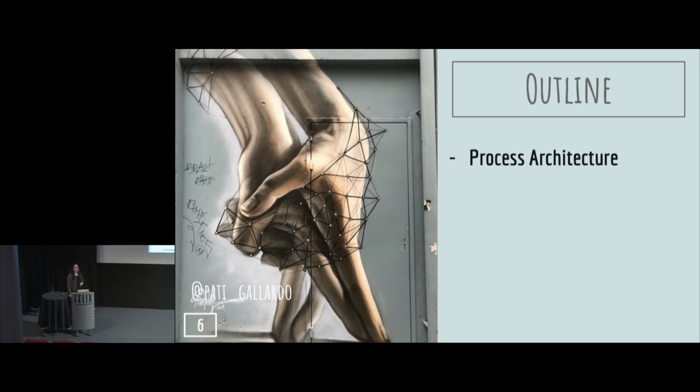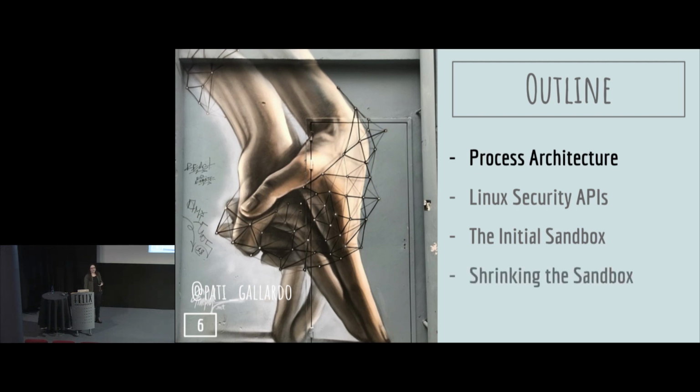So the outline of the talk is that we're going to quickly describe the process architecture of a Chromium-based browser. That's very important because we'll see how that architecture determines how the browser sandbox is built. Then we're going to look at the different kinds of Linux security APIs that are used while constructing the sandbox. Then we'll see how the construction is done in the initial sandbox, and then later when it is shrunk even further.